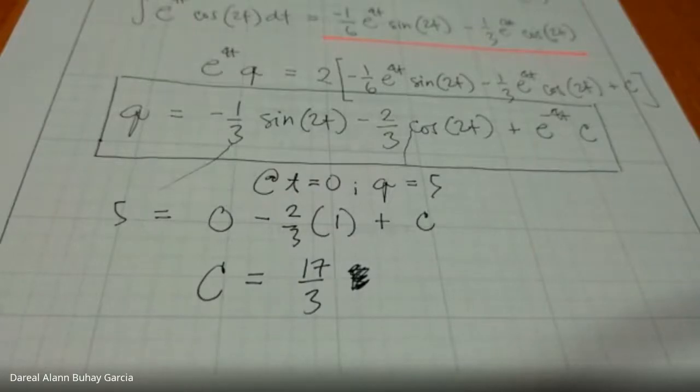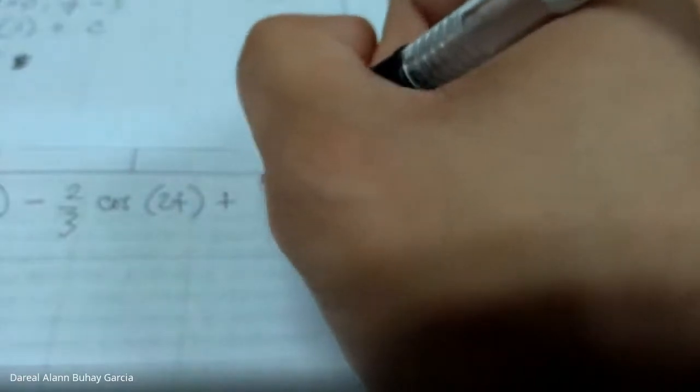So, combining everything, we have Q is equal to negative 1/3 sine 2t minus 2/3 cosine 2t plus 17/3 e to the power negative 40. Okay?